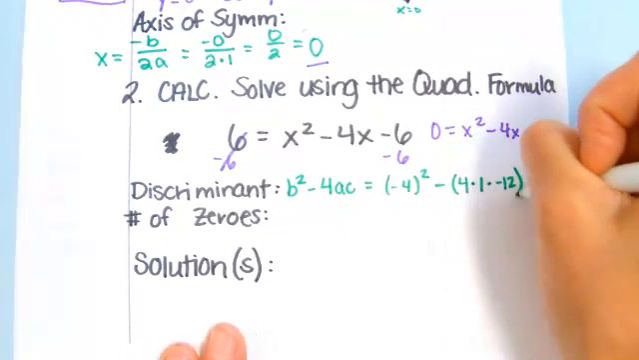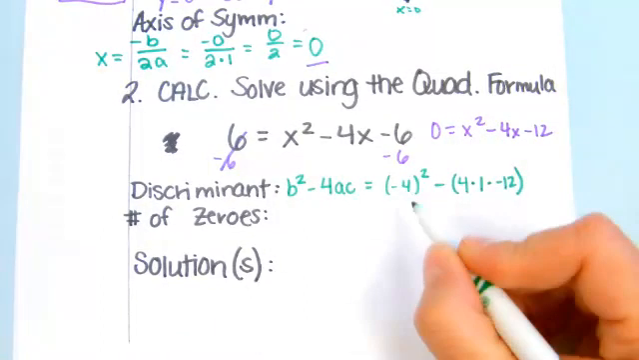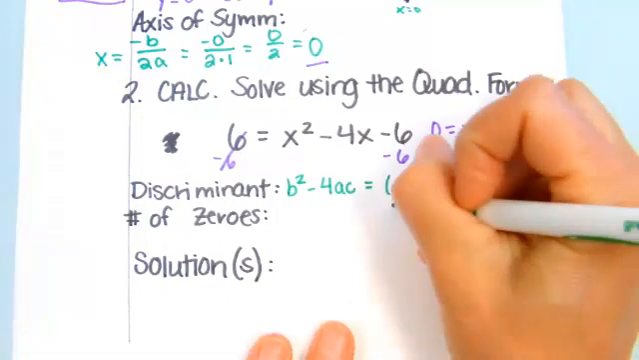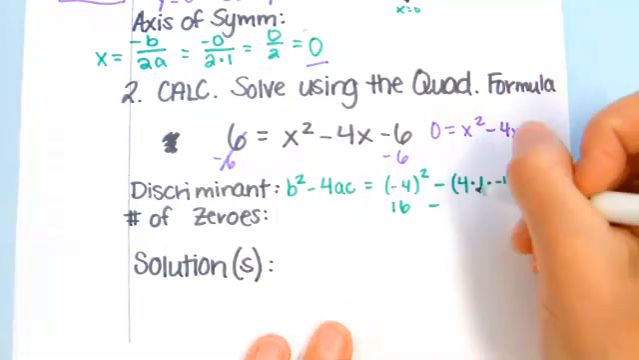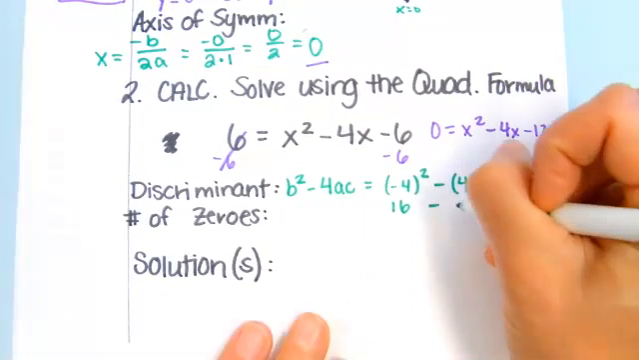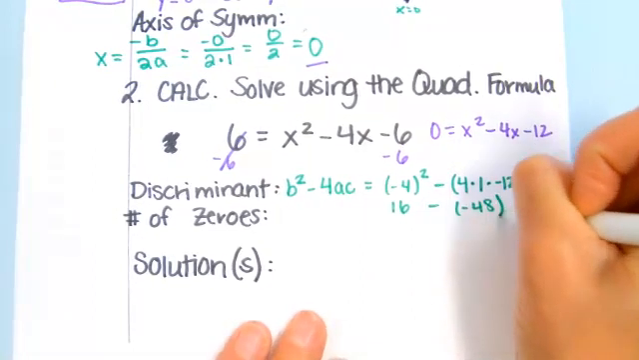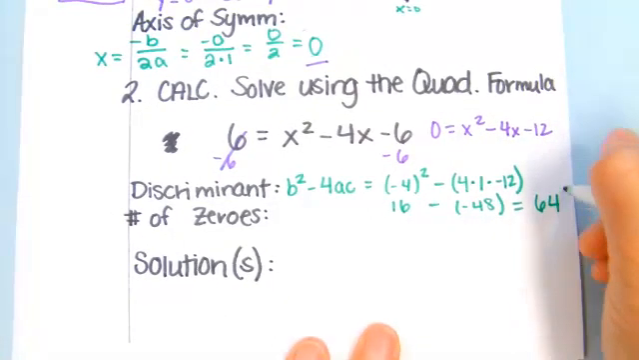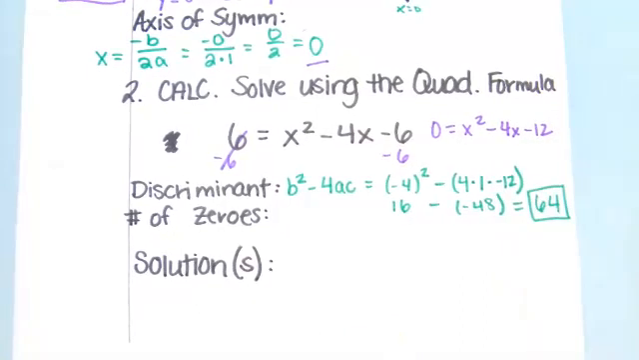Okay, let's go. All right, so negative 4 in parentheses squared is actually positive 16, right? Minus 4 times 1 is 4 times negative 12 is negative 48. 16 minus negative 48 really is adding, is 64. So my discriminant is 64. That's the value of the discriminant.